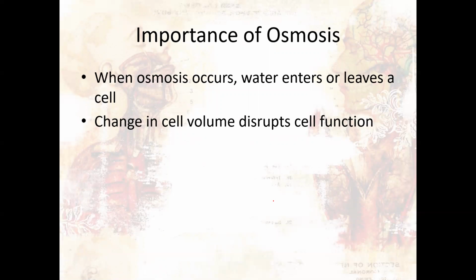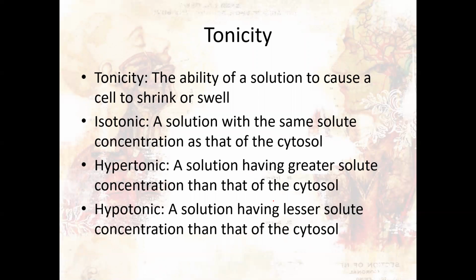When osmosis happens in your cells, water is going to enter or leave the cell. Now, this will screw stuff up. You don't really want this to happen. Tonicity is the ability of a solution to cause a cell to either shrink or swell. Your cells are bathed in an isotonic solution. Isotonic means that we have the same concentration of particles on the inside as we do on the outside. So there's not a net gain or loss of water. In a hypertonic solution, you place the cell in something that has a higher concentration on the outside than we do on the inside. And in a hypotonic solution, we have a higher concentration on the inside than we do on the outside.